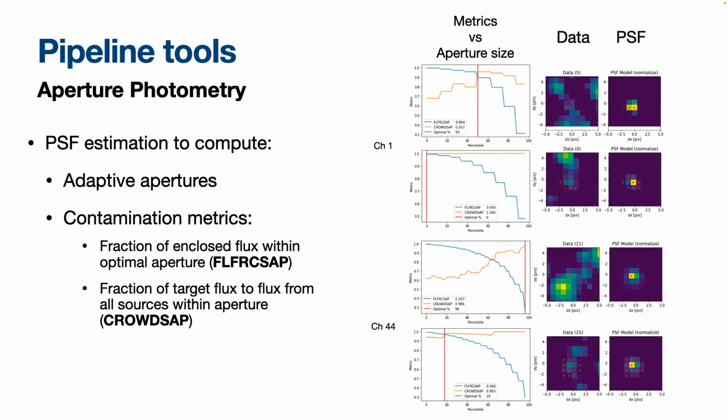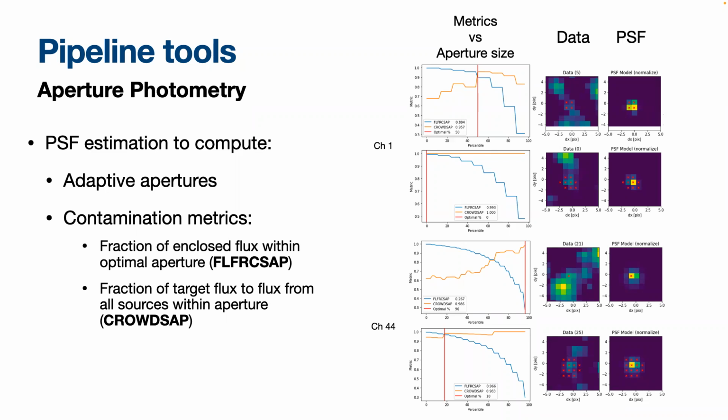Inspired by what the Kepler pipeline did, we compute two different metrics. Flux ratio, which will be the amount of flux of the aperture over the total flux of the source, and crowd sub, which will be the flux coming from the target over the total flux on the aperture, that will account for the contribution of contaminants. And we can tune that.